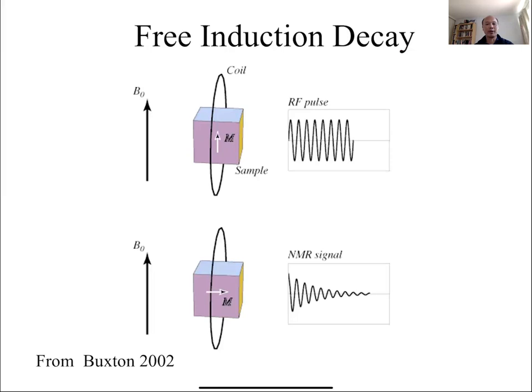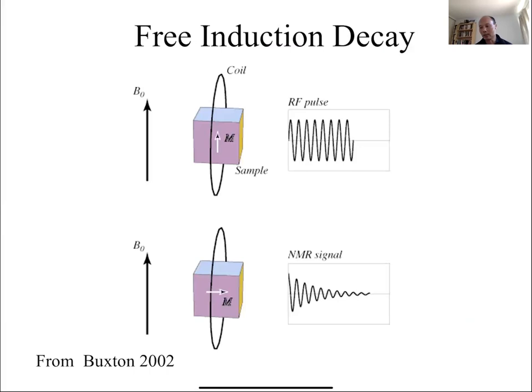If I wait enough time, where should I find this magnetization, let's say after a few seconds or a few minutes? It's going to go back to equilibrium, okay? So we perturb the system, it's going to do something, but eventually it's got to go back to its original state, which is equilibrium. And that process is called relaxation.